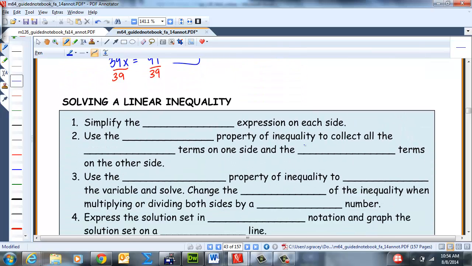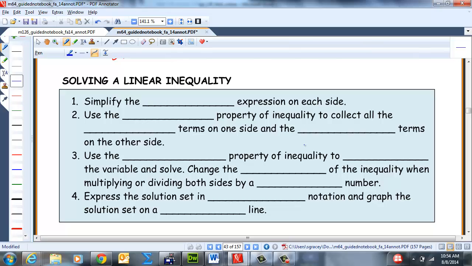Okay, moving right along. So the steps for solving a linear inequality. This is a review from section 2.7. If you need more in-depth stuff, you can go to section 2.7 on my beginning algebra site or introductory algebra site and watch that movie.